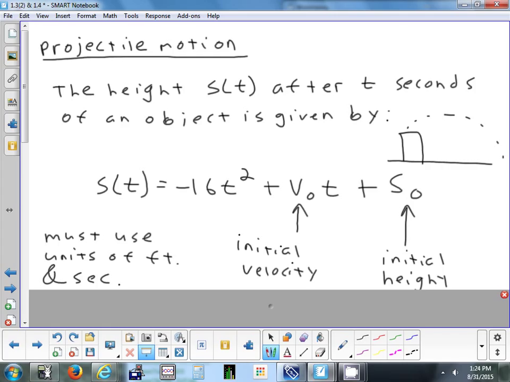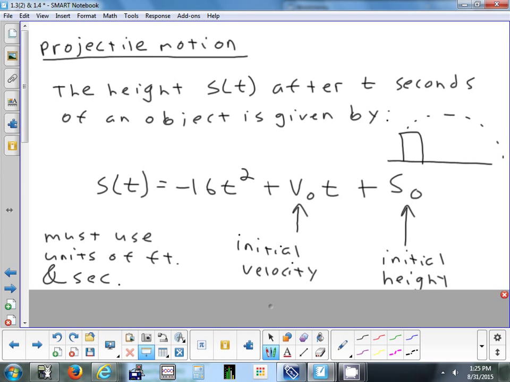This negative 16, does anybody know where this comes from? It has to do with physics. It has to do with the acceleration due to gravity, if you're working in feet and seconds. I'm going to guess in physics, you're probably going to work in metric, so you'll probably use meters per second. So that number would be a little different. But make sure you have that copied down.